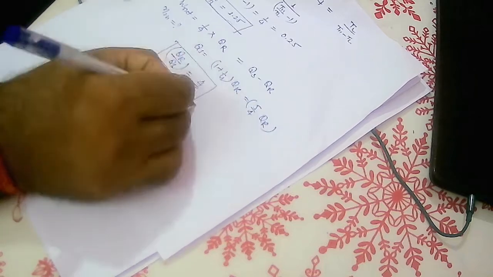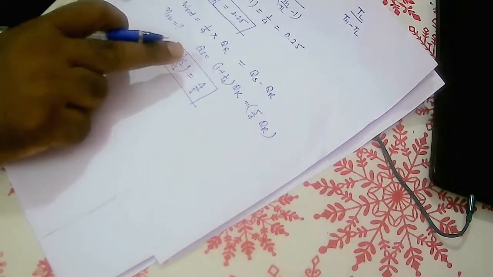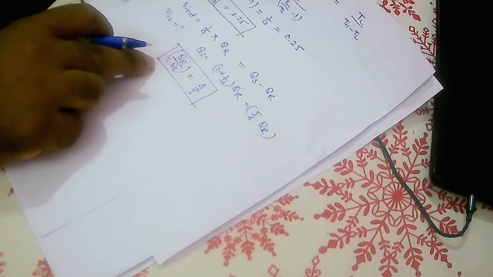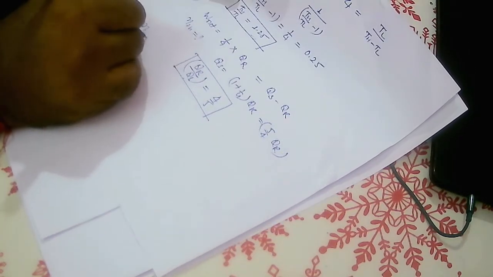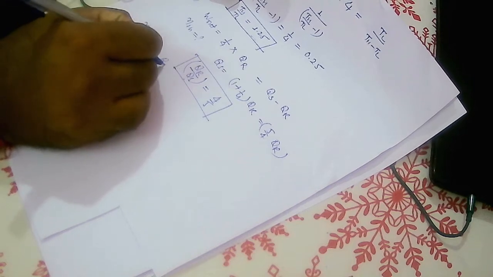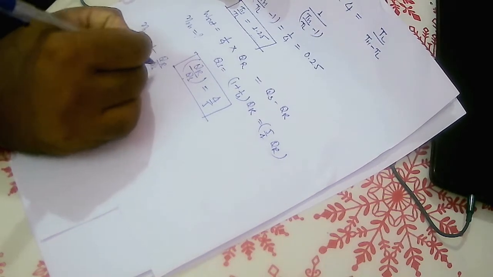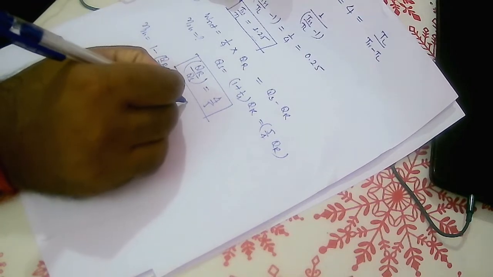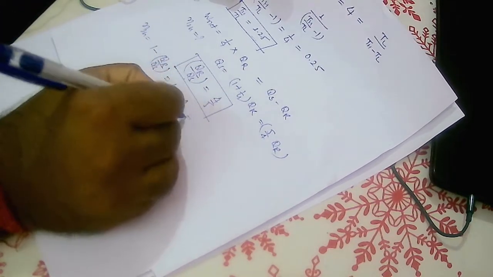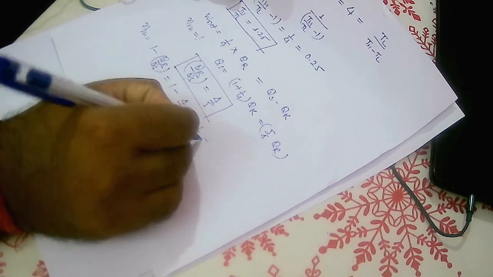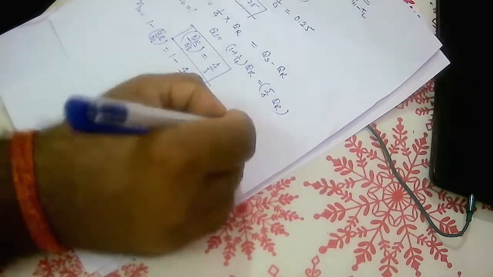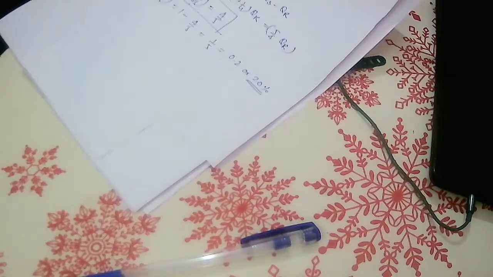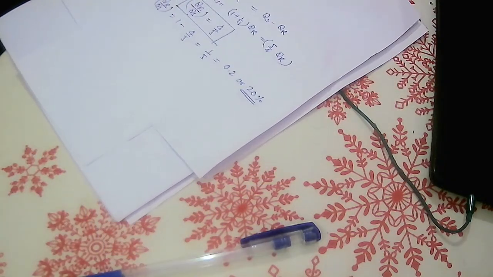Clear? I got this relation between heat rejected and heat supplied. QR is heat rejected and Q supplied. So thermal efficiency is nothing but 1 minus Q rejected divided by Q supplied, right? So I can say 1 minus 4 divided by 5. Just solve this. This is 1 divided by 5, that is 0.2, right? Or 20%. So the answer is 20%, right?